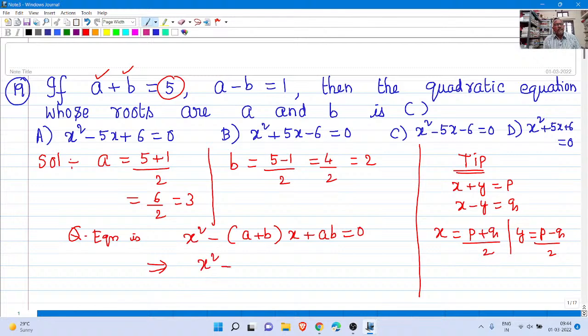So x square minus 5x plus, only the product we need to find out. That means a into b, that is 3 into 2, is 6. So x square minus 5x plus 6 equals 0. So that means A is the right option. Am I correct? A is the right option.